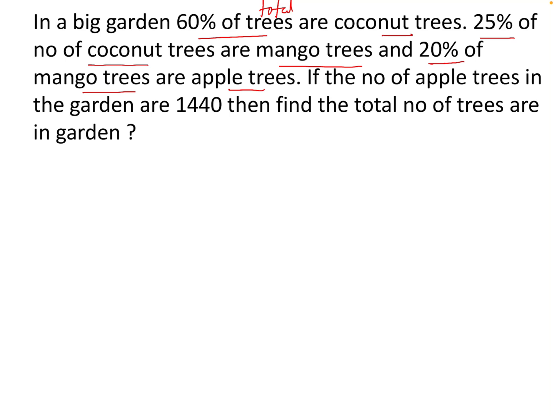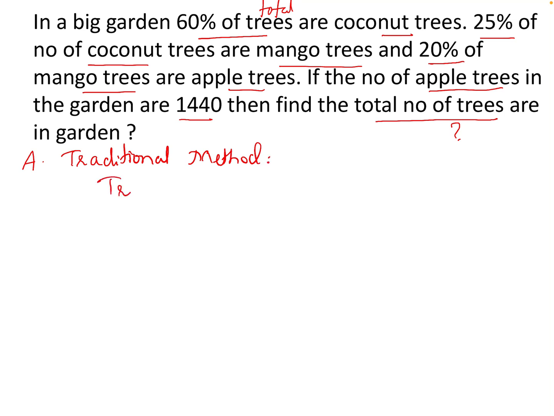If the number of apple trees in the garden is 1440, then find the total number of trees in the garden. So, they are asking what is the total number of trees in the garden. This we will solve in two types, that is traditional method and advanced method. First we will solve it with the traditional method. In this traditional method, I will use the tree method.